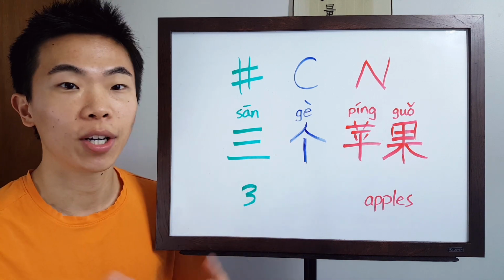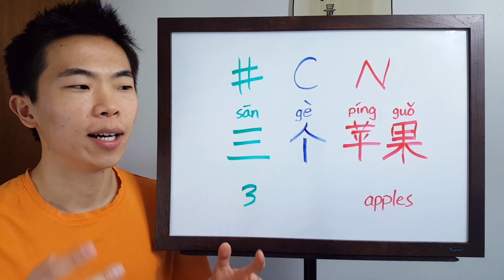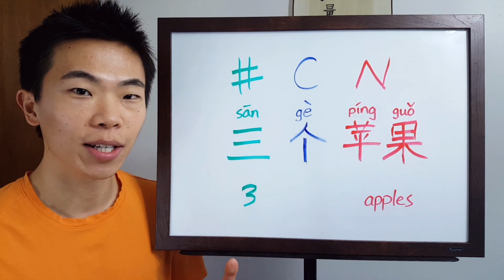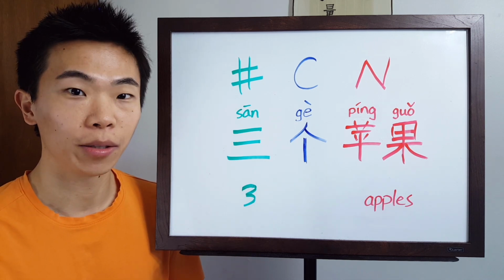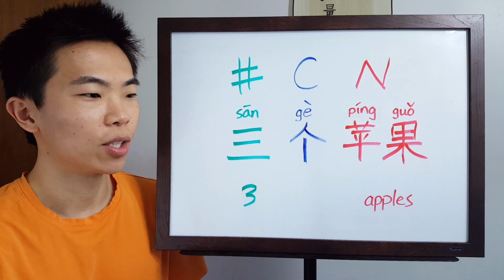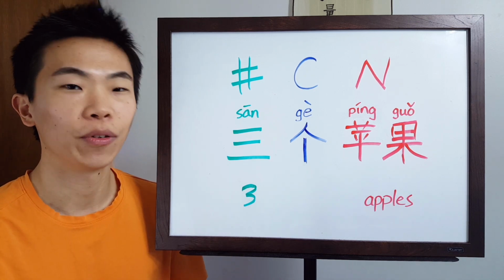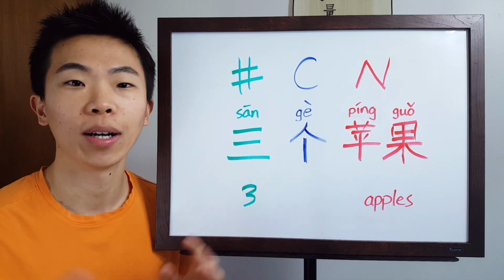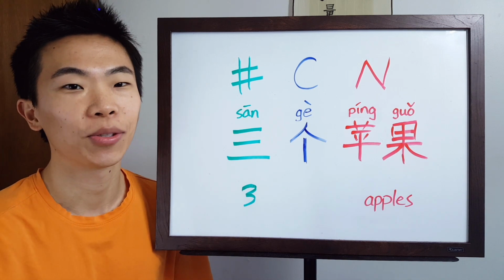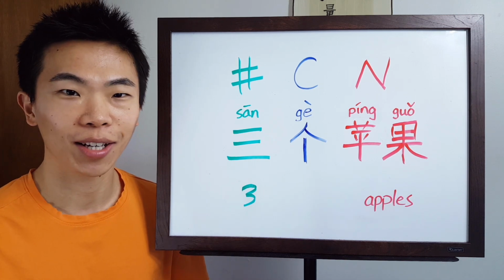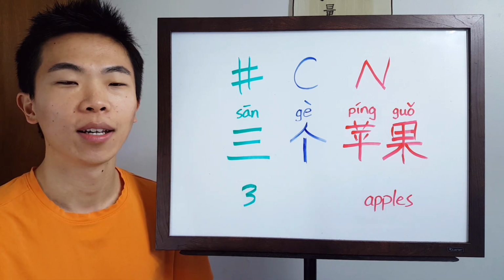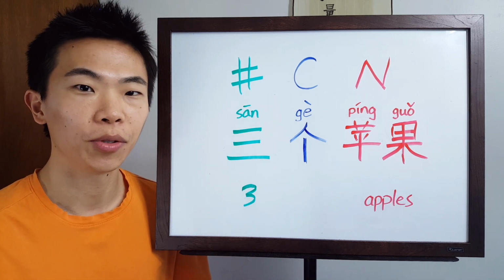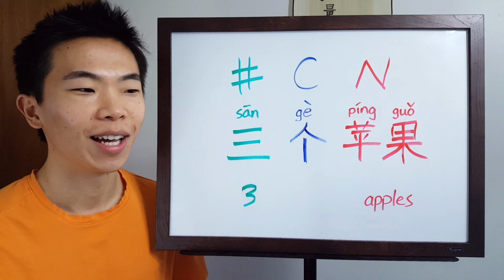But 个 is the general classifier that you would use A, if you're not sure which classifier is appropriate, or B, if it's an object that you're not familiar with. So this one is very good to use because starting out, if you just use this classifier, everyone will understand you. However, as you start to progress and you get better at Chinese, you'll definitely want to learn at least some of the other classifiers that are very commonly used, because then you'll sound more well-spoken and more fluent in Chinese.